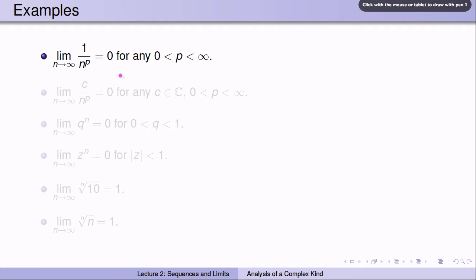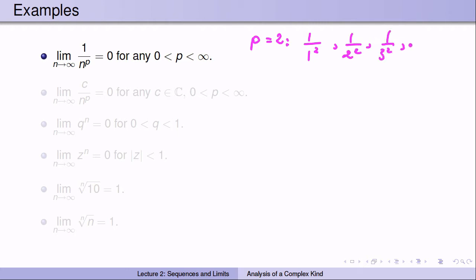Another example is the sequence 1 over n to some power p. And p can be anything. It can be 2, 3, 4, it could be 1 half. So, for example, when p is equal to 2, the sequence we'd be looking at would be 1 over 1 squared, 1 over 2 squared, 1 over 3 squared, and so forth. So 1, 1 fourth, 1 ninth, that sequence converges to 0.